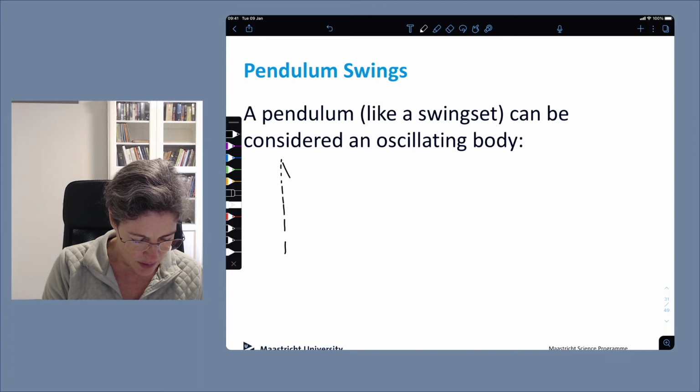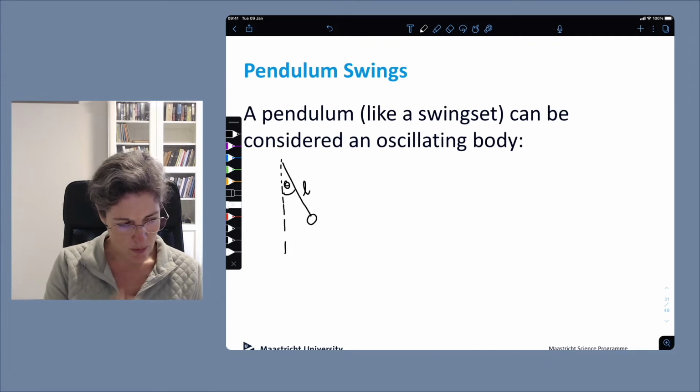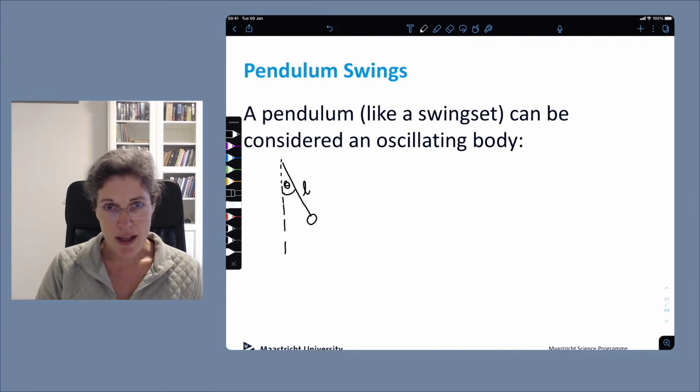So you've probably seen lots of these. Here's my pendulum. It's got a length L. I'm going to measure the angle theta from the vertical. And that's all we're going to really draw on our diagram for the moment. So we've got this pendulum and it's swinging backwards and forwards.